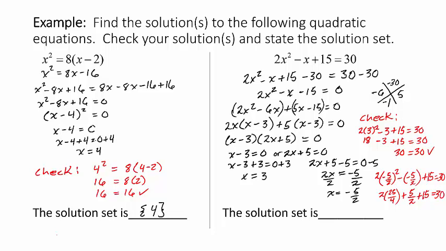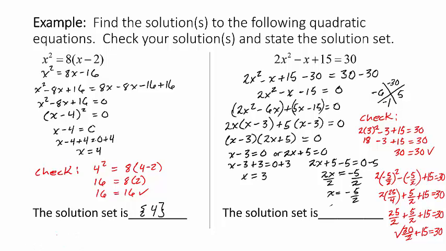2 times 25 over 4 leaves 25 over 2, right? 2/4 is 1/2. Plus 5 halves plus 15. Does that equal 30? It should. So think about this. 25 plus 5 is 30, right? 30 over 2 is 15, and 15 plus 15, is that 30? Yep, it is. Good.